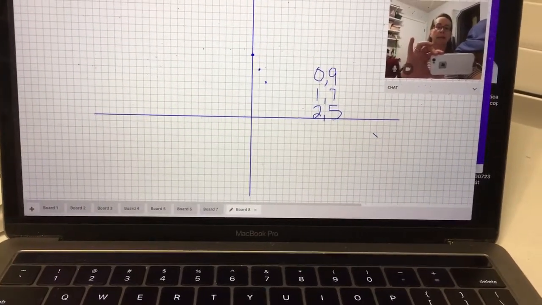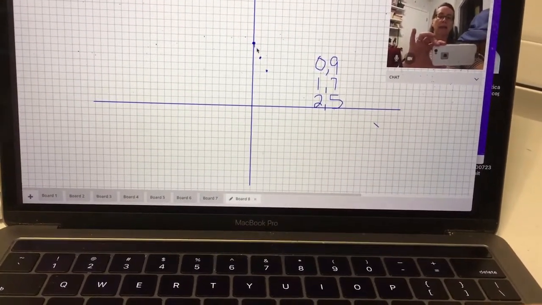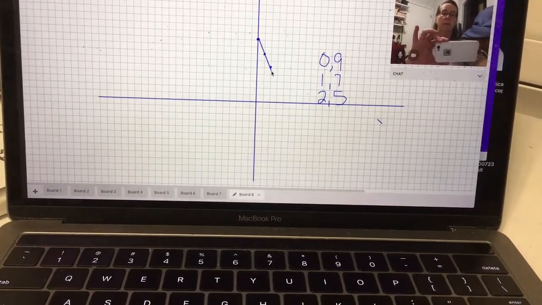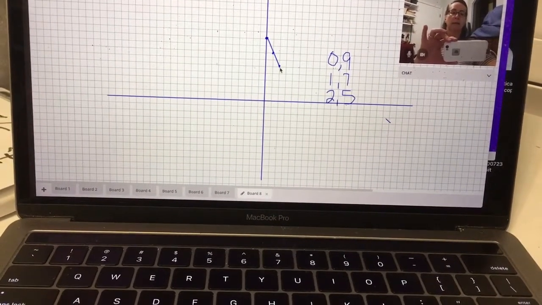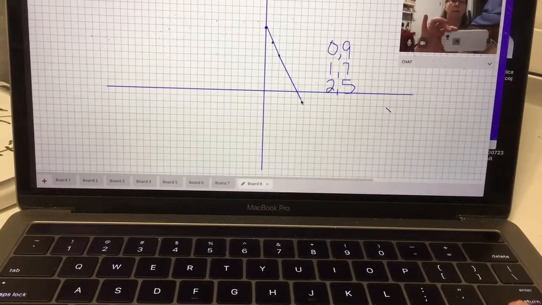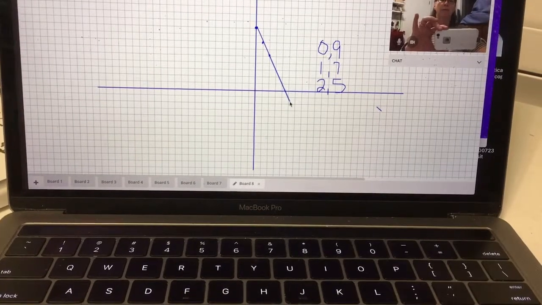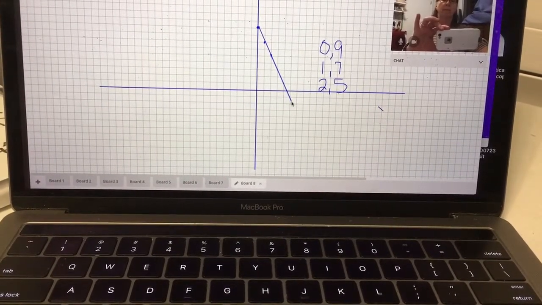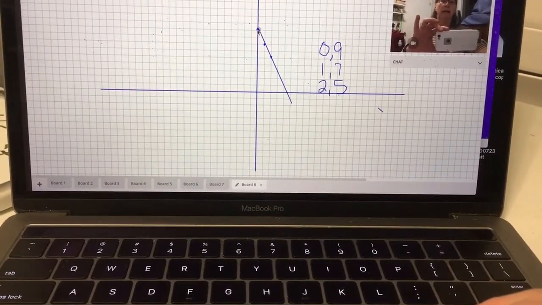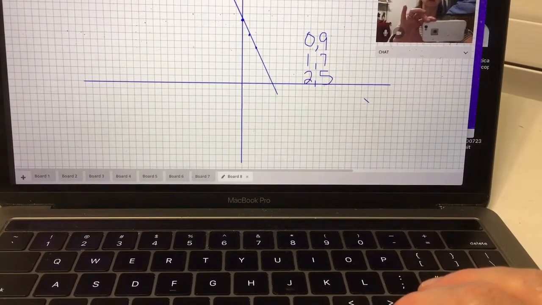Now I can come over here with this graphing tool and get a straight line, go through those points, and continue on a straight line. So this is a slope of -2, isn't it? All right, so there's the line. I can make it go up that way too, at a slope of 2.